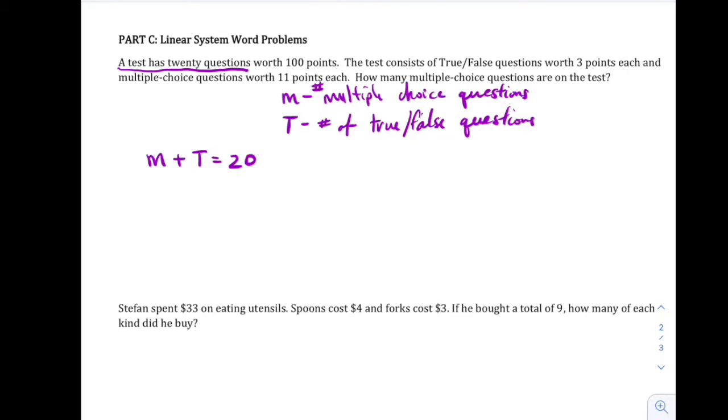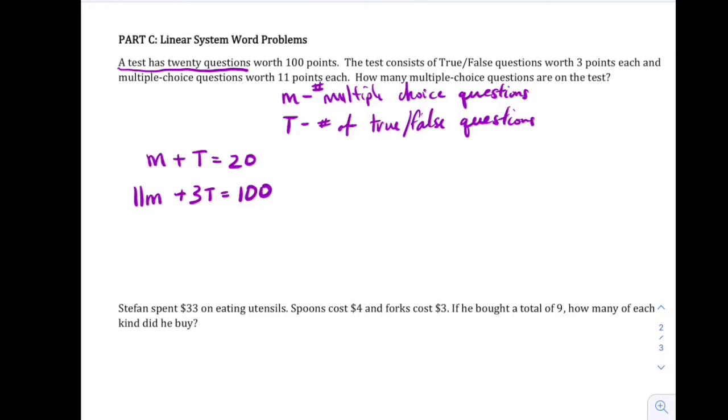So I know that all the multiple choice questions are worth 11 points each. So this is 11m, because 11 times m will be all the points awarded for multiple choice questions, plus the true or false questions are 3 each. So 3t is equal to 100 points. Keep in mind, these are all the points on the test awarded from multiple choice questions. 3 times t is all the points awarded for true or false questions. So for example, if there are 5 true or false questions, there are 15 points awarded for that.